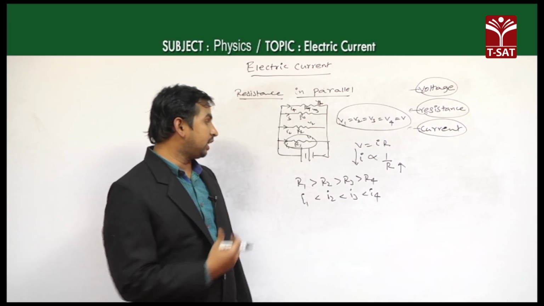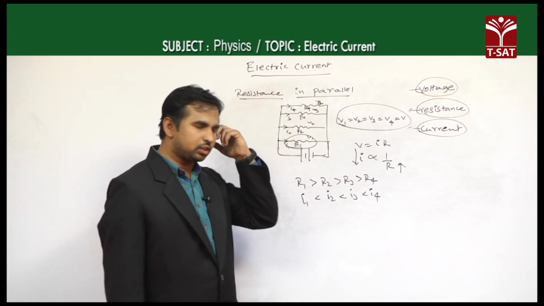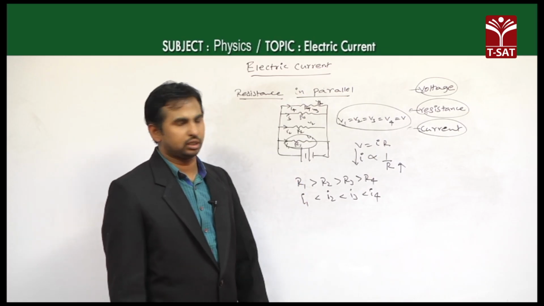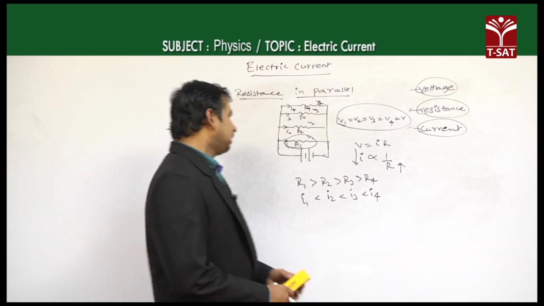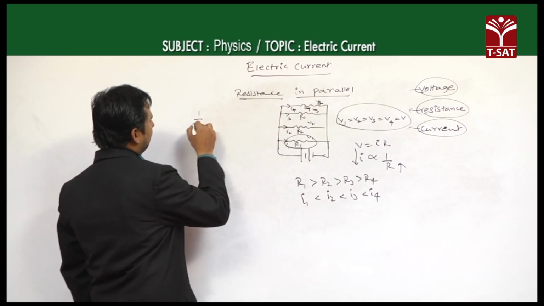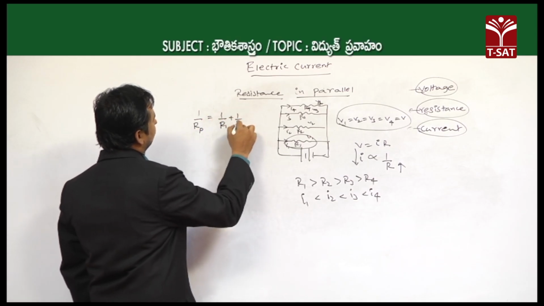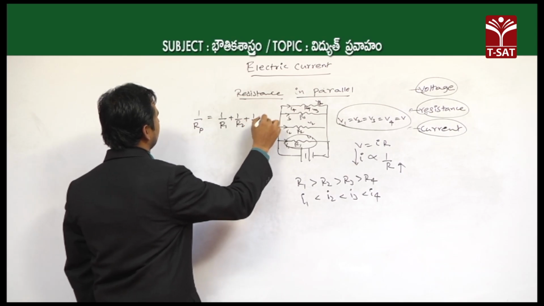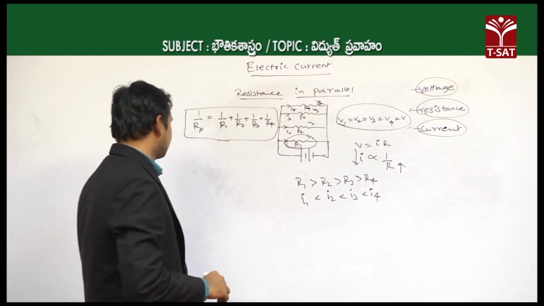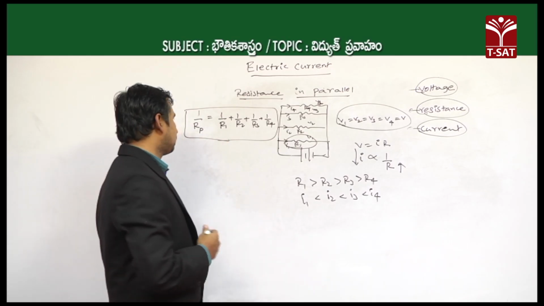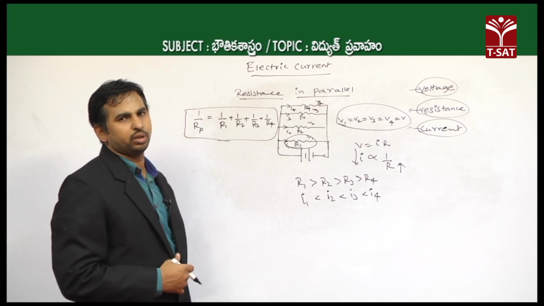But here, as the resistance is more, the current carried is less. If the resistance is less, then the current carried is more. If you arrange the resistances in parallel, then the equivalent resistance becomes 1 by R is equal to 1 by R1 plus 1 by R2 plus 1 by R3 plus 1 by R4, because the current varies depending on the resistance. Finally we get the equivalent resistance: 1 by Rp is equal to 1 by R1 plus 1 by R2 plus 1 by R3 plus 1 by R4.